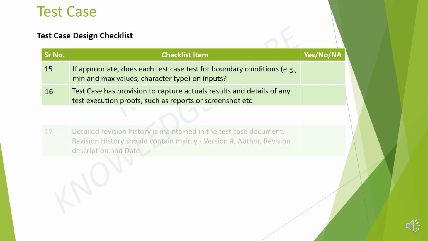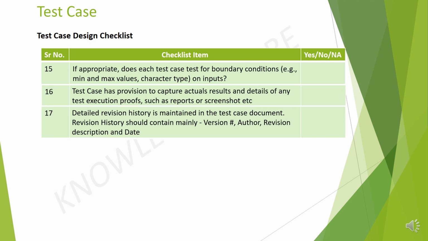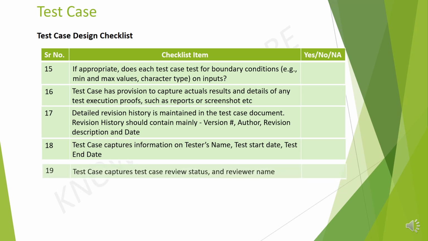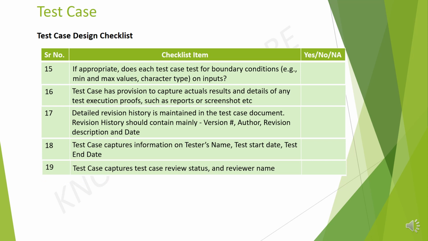Item number 17. Detailed revision history is maintained in the test case document. Revision history should contain mainly version number, author, revision description and date. Item number 18. Test case captures information on tester's name, test start date, test end date, etc. And the last, checklist item number 19. Test case captures test case review status and reviewer's name.